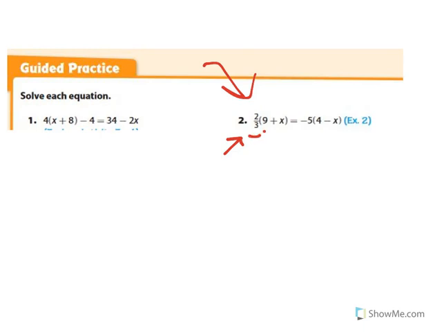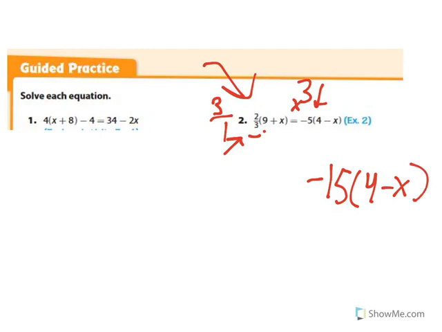All right, so in order to get 3 off the bottom, I need to times it on the top. So I'm going to times it 3 on the top over here. I'm going to times my right equation by 3. So that only affects the number in front. And so I'm going to have negative 15 now, 4 minus x on my right side. And then on my left side, the 3's will cancel out. So now I have 2 times the parentheses, 9 plus x.